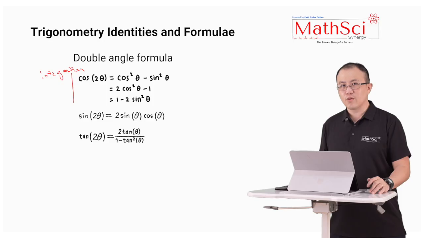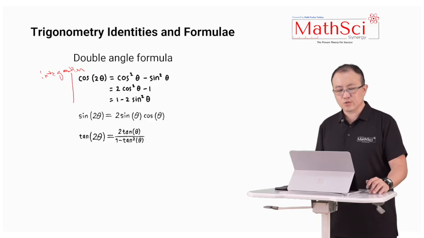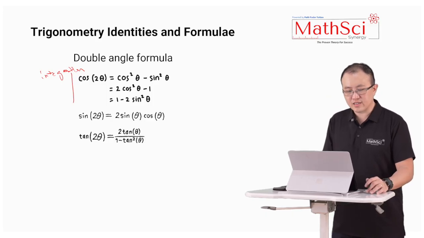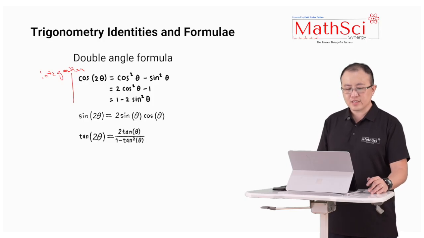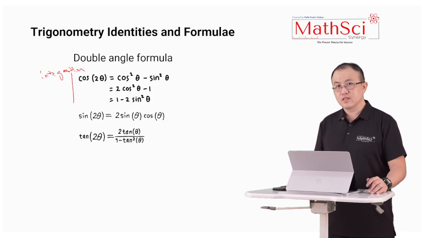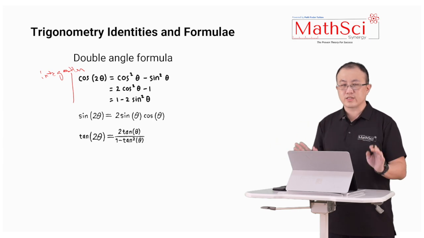For Sec 4, you will know what I mean. For Sec 3, okay, no worries, you will learn it eventually next year. Then sin 2 theta is 2 sin theta cos theta, and tangent 2 theta is 2 tangent theta over 1 minus tangent square theta. Okay, so these are the equations that you will be using to help you change between the 2 theta and the theta.